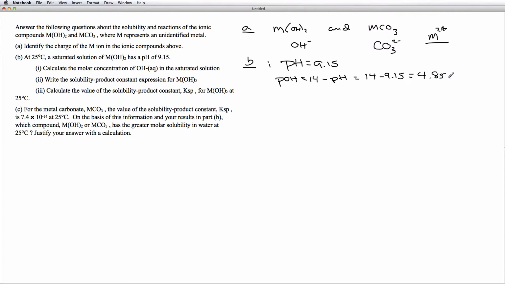So now I have the pOH. To find the OH concentration, that has to equal 10 to the minus pOH power, which is 10 to the minus 4.85, and when we calculate that we come out to be 1.4 times 10 to the minus 5th molar.